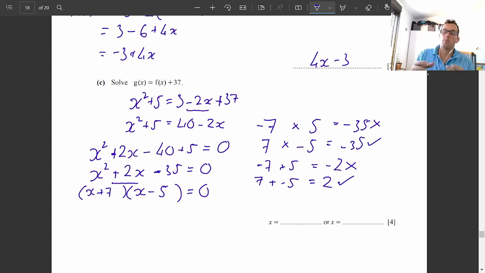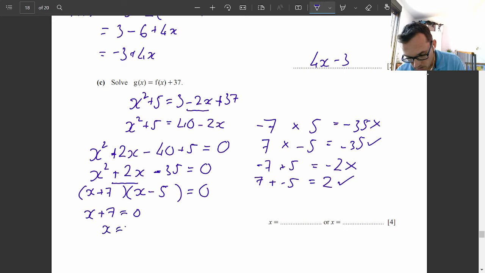Okay, if you expand those brackets, check it. Yes, x times x is x squared. 7 times minus 5 is minus 35. x times minus 5 is minus 5x. 7 times x is 7x. 7x minus 5x is plus 2x. We know it's right. So to solve this, we set each bracket equal to 0.